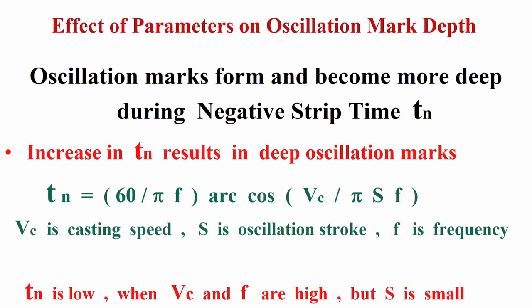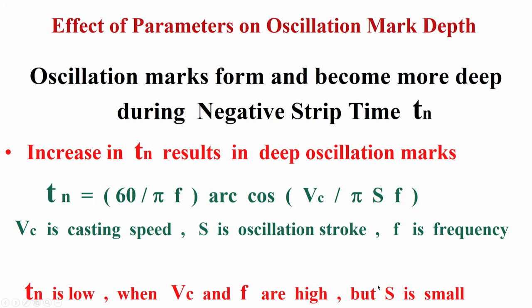But I have mentioned oscillation marks are created during negative strip time. So, if the negative strip time is controlled within lower value, depth of the oscillation marks will be relatively shallow, that means relatively less. How we do that? Within the limitation of casting, our speed should be slightly higher, and as far as the mould oscillation is concerned, frequency of the mould F should be high. Maybe we have to go to 100 cycles per minute, or maybe 150 cycles per minute, or 200 cycles per minute, that is called high frequency.